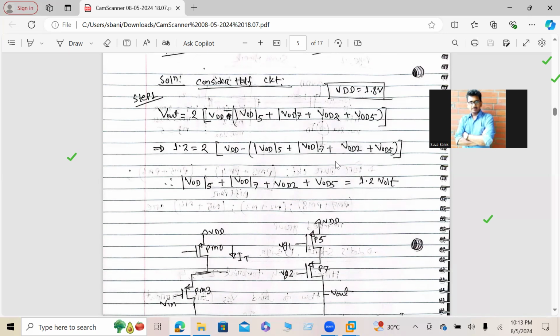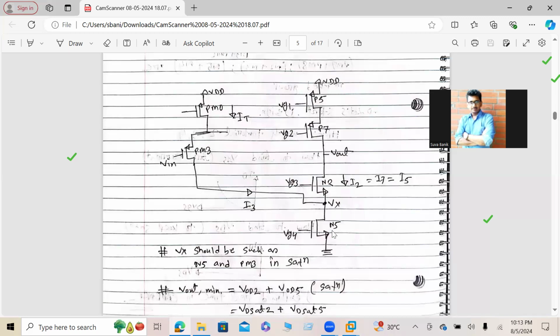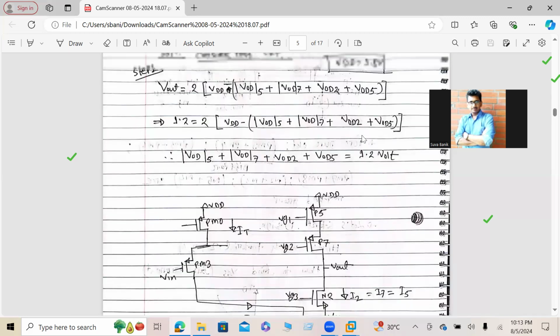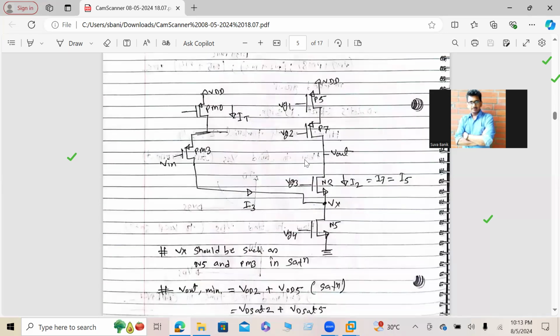The sum of all of the overdrive voltages, meaning PM5, PM7, N2, and N5, is 1.2 in this case. But one more point: my Vout is 1.2. So we need to design N2 and N5 in such a way that they are in saturation. Please go to lecture number 4 for the cascode amplifier. I explained it very well. And please remember my Vx. My Vx should be such that my N5, the bottom NMOS, should be in saturation, as well as my PMOS PM3.